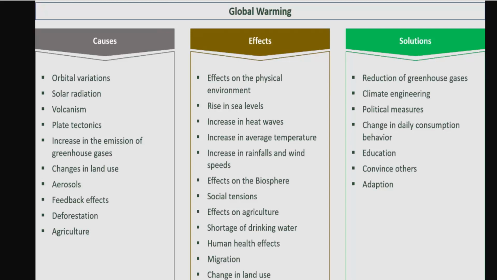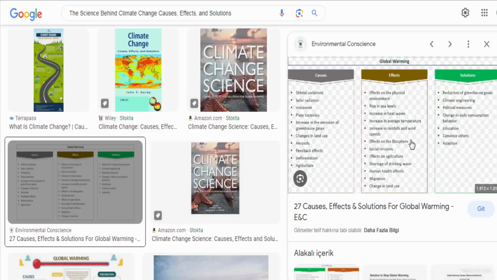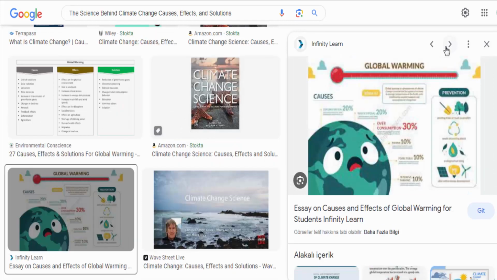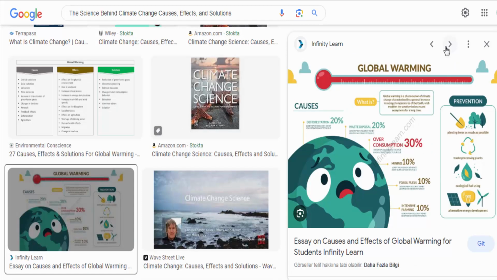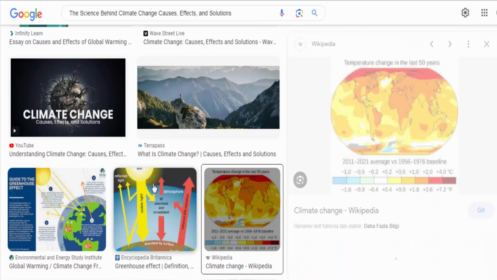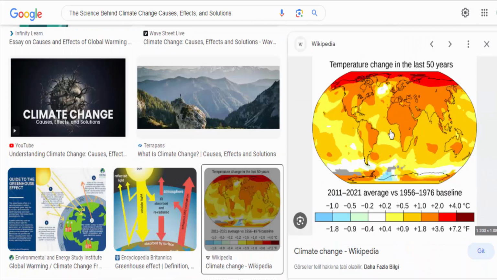Causes of climate change. Climate change is primarily caused by the release of greenhouse gases (GHGs) into the Earth's atmosphere. The main contributors to the increase in GHGs are human activities, particularly the burning of fossil fuels such as coal, oil, and natural gas for energy production, transportation, and industrial processes.